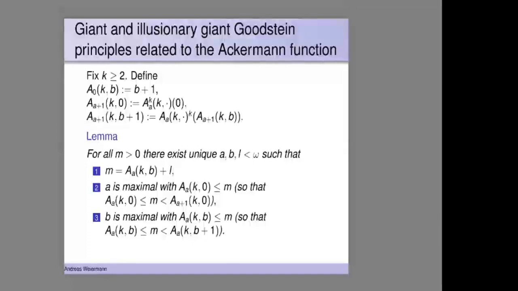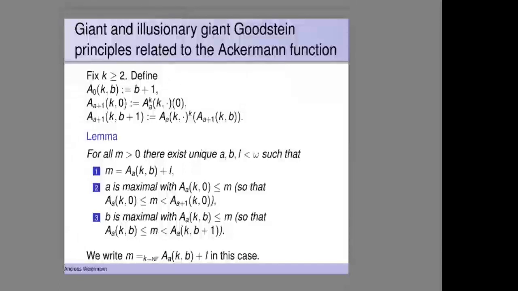And then I fill up the rest with the number l. So it's a very easy sandwiching procedure, just in one step. And this is my normal form for m: m is in k-normal form A_a(k, b) plus l.